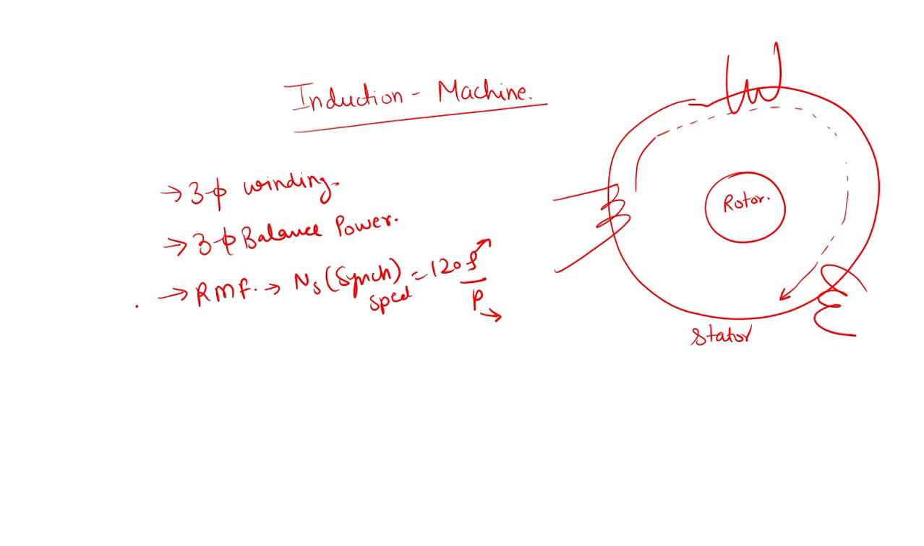Secondly, what about the rotor? There are two types of rotors in an induction machine. The first one is the squirrel cage rotor, and the second is the slip ring induction motor. So here you can see the PPT. I am showing you the PPT.